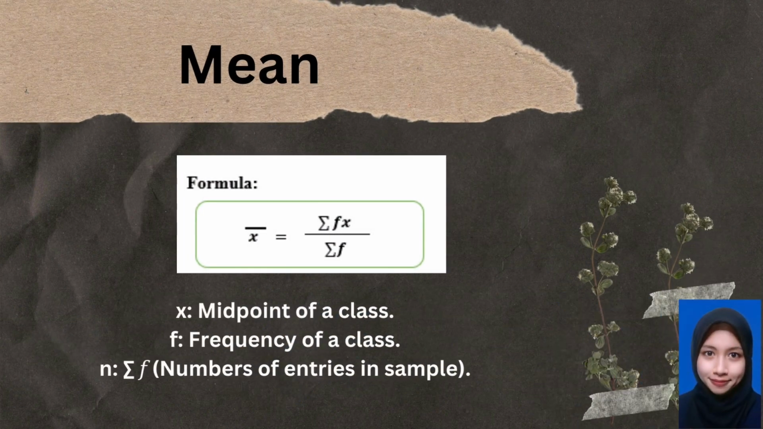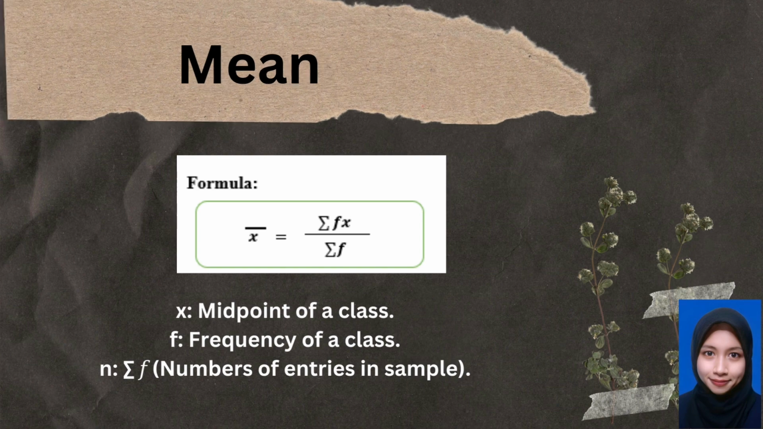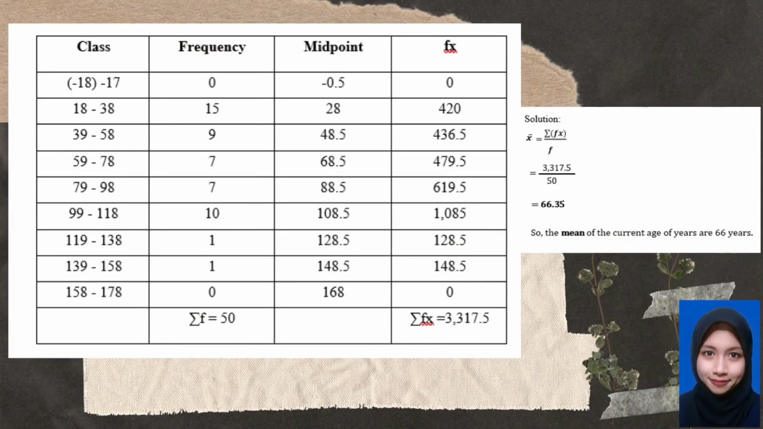And then next, the formula for the mean is shown on this slide. It shows that X is the midpoint of a class, F is the frequency of a class, and N is the number of entries in the sample. This figure has class, frequency, midpoint, and FX. So we have completed the mean calculation, and we get the result of 66 for the mean.